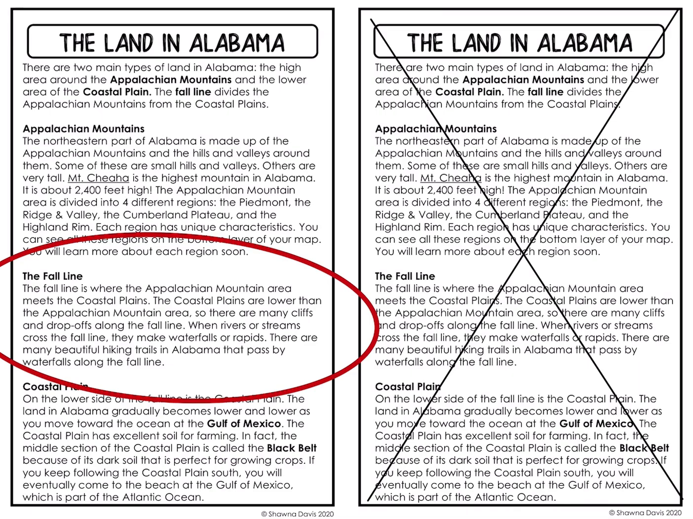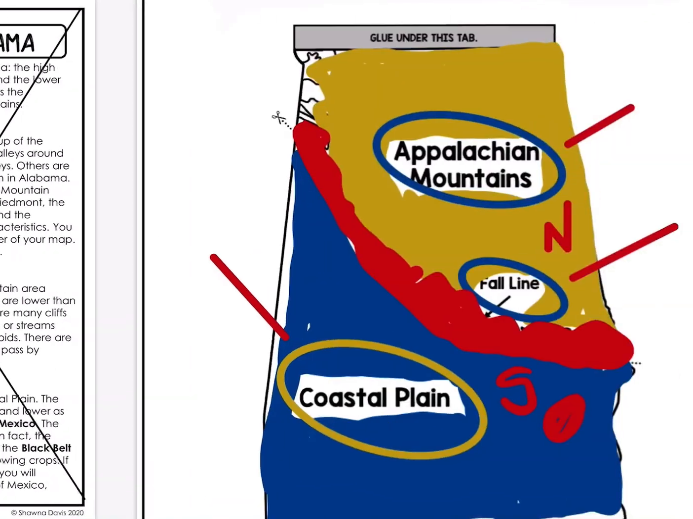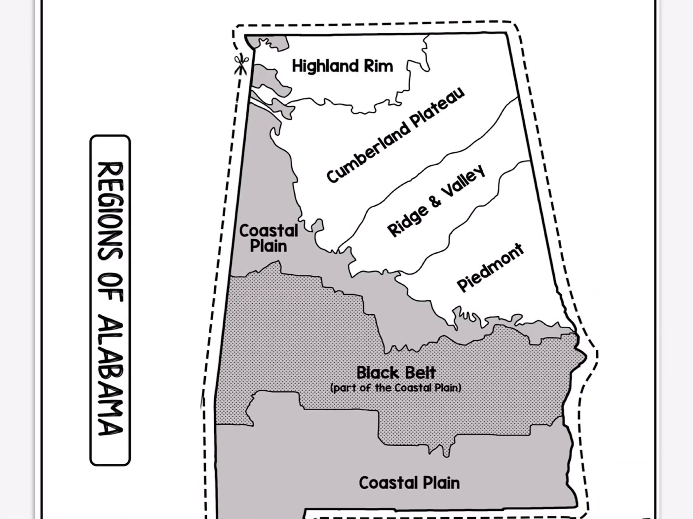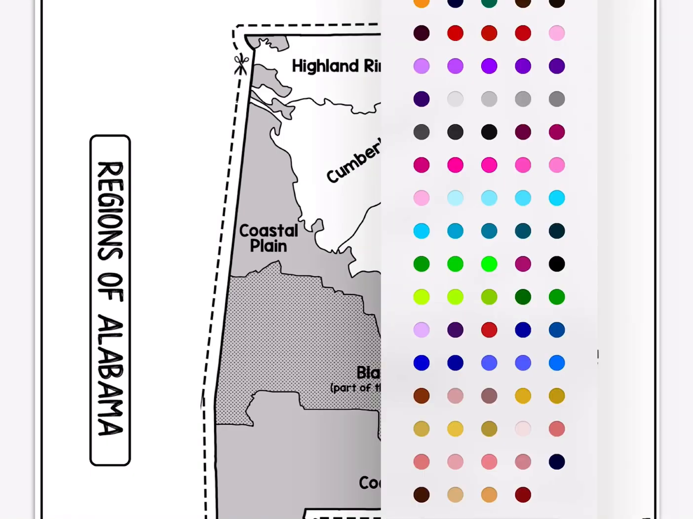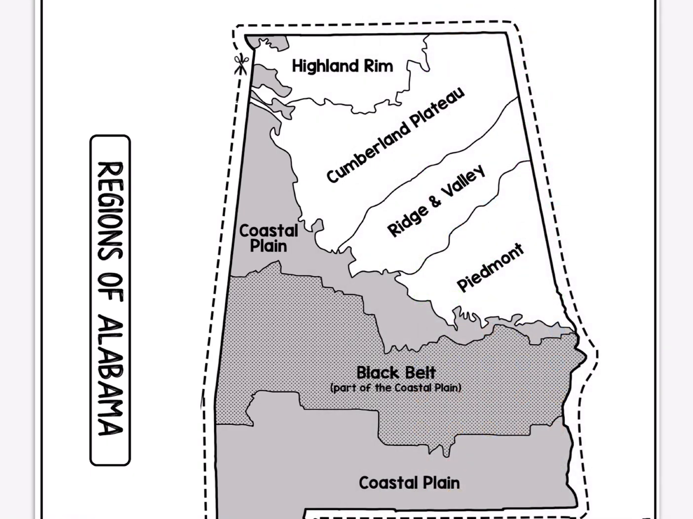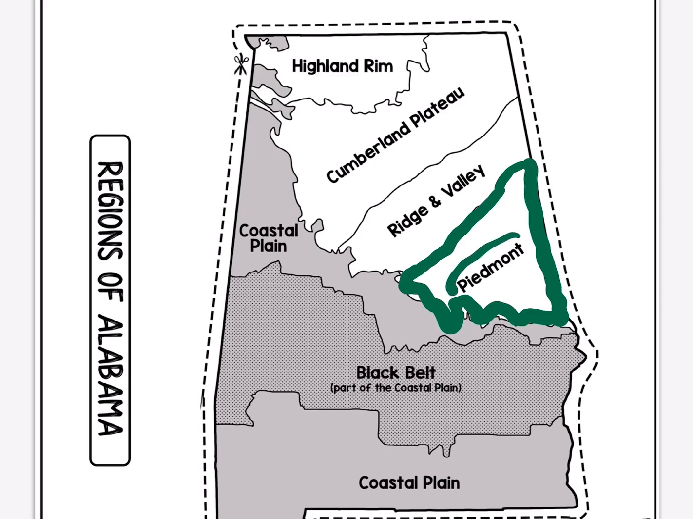So let's go back and look at the Appalachian Mountains, divided into 4 regions. The Piedmont, let's go back and take a look at the Piedmont. We want to use a different color. We've already used red, gold, and blue. Now let's use green, and we're going to color the Piedmont and run over this with your crayon as easy as you can. Try to cover as much as you can.